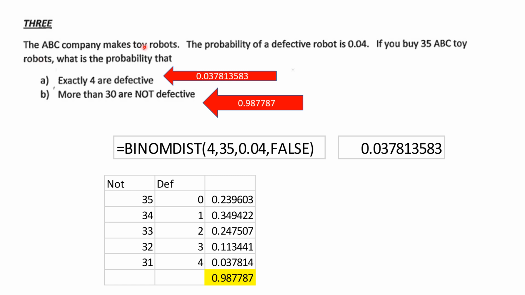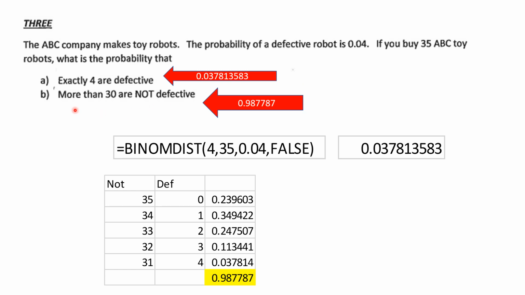Okay, number 3, the ABC company makes toy robots. The probability of a defective robot is 0.04. If you buy 35 of these robots, what's the probability that exactly 4 are defective? This is a binomial distribution. N is 35, you wanted exactly 4, the probability of a success was 0.04, and it's not cumulative. So you get this answer for A, 0.0378, and you could have more digits if you want.